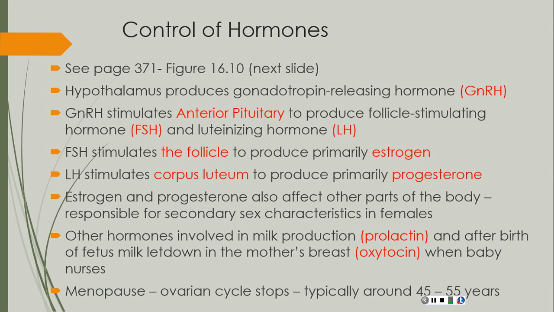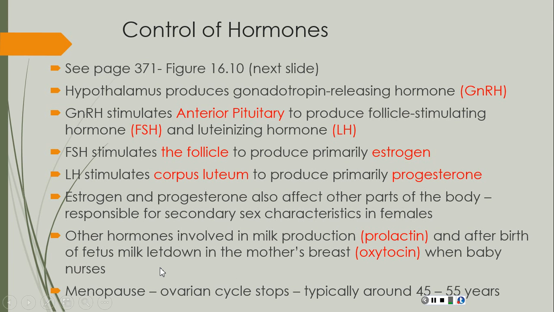So estrogen and progesterone also affect other parts of the body. They are also responsible for secondary sex characteristics in females. And there's a couple other hormones involved with pregnancy, and that's milk production. In the breast, it's called prolactin, and after birth of the fetus, milk let down in the mother's breast when the baby nurses is called oxytocin. And then of course there's menopause.